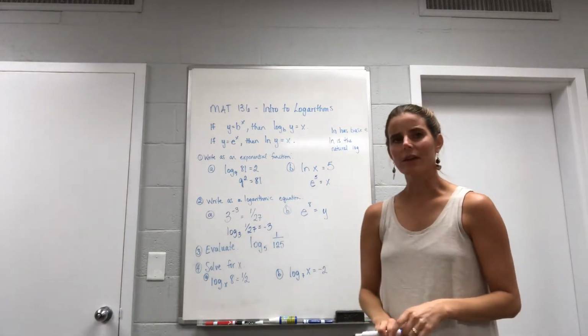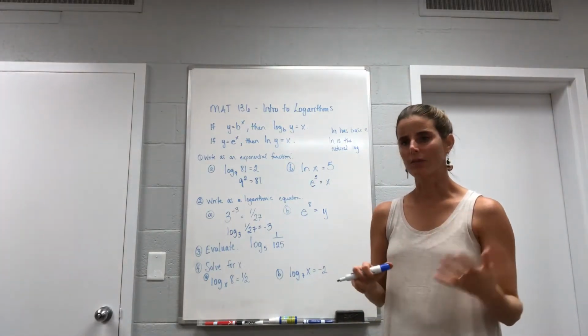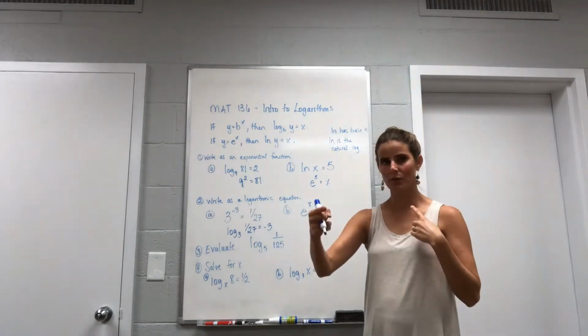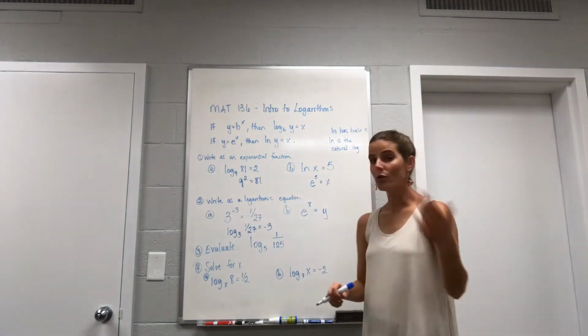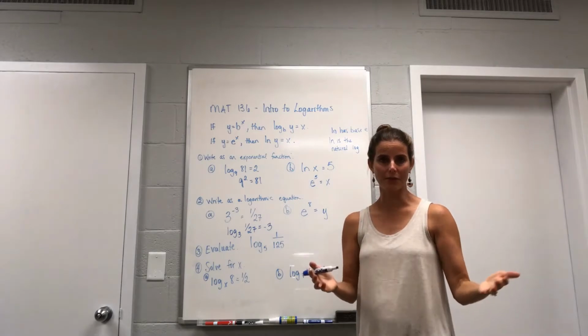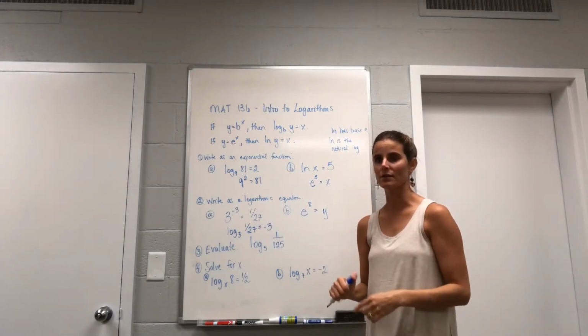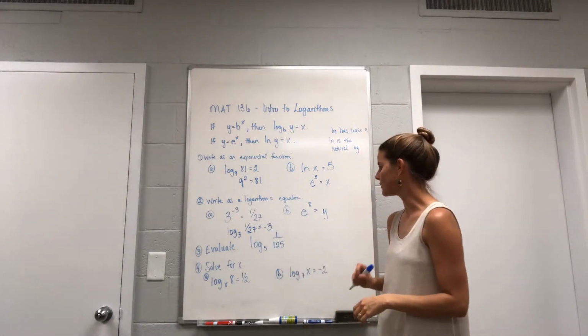If you haven't seen negative exponents, or if you've forgotten, with negative exponents you just take the reciprocal. So it's 1 over 3 to the third power. 3 to the third power is 27. So that's where that 1 over 27 is coming from. We'll see that down here too.